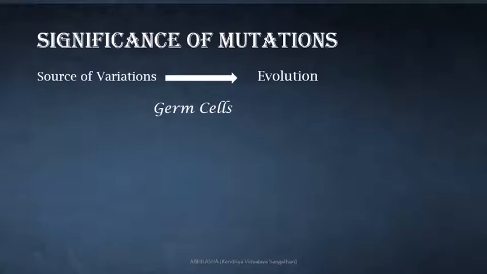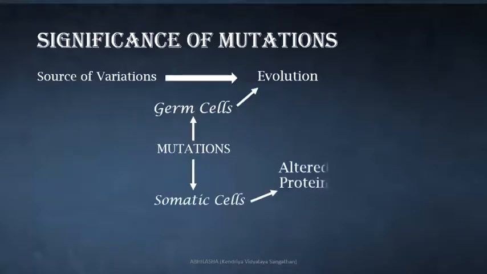But this is one scenario. What if mutation occurs in somatic cells? That is, other cells of the body. They might form a non-functional protein, and the process that involves the altered protein will stop. Now this leads to genetic disorders.